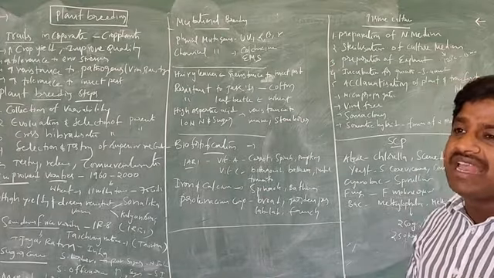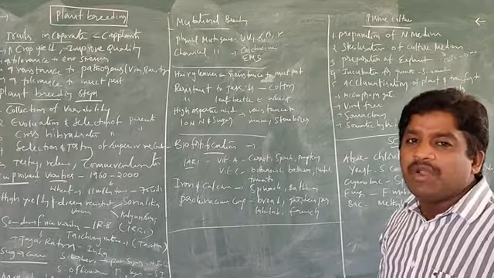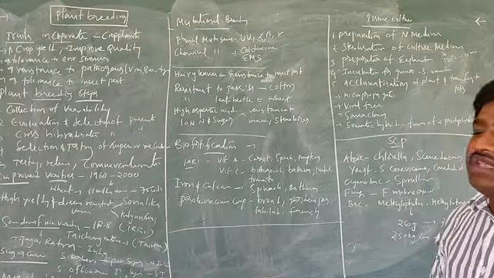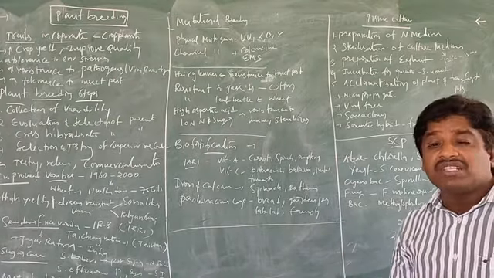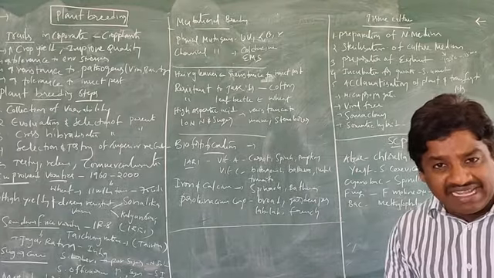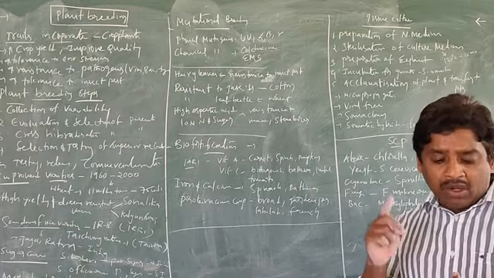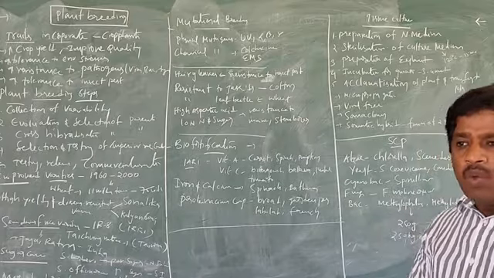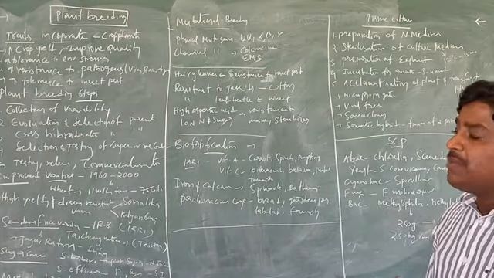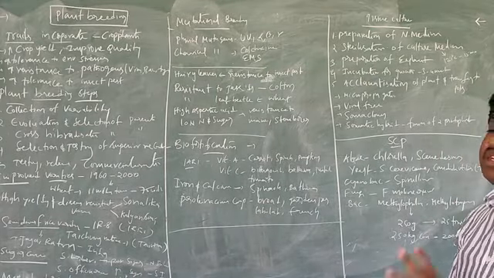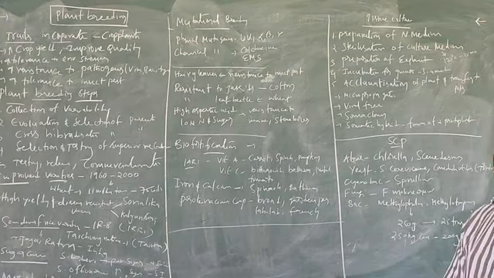Whenever these desirable characters are introduced into a plant, what will happen? It increases the quality, and also increases the tolerance to abiotic stresses: salinity, cold, water and temperature, everything. This increases the tolerance to environmental stresses.